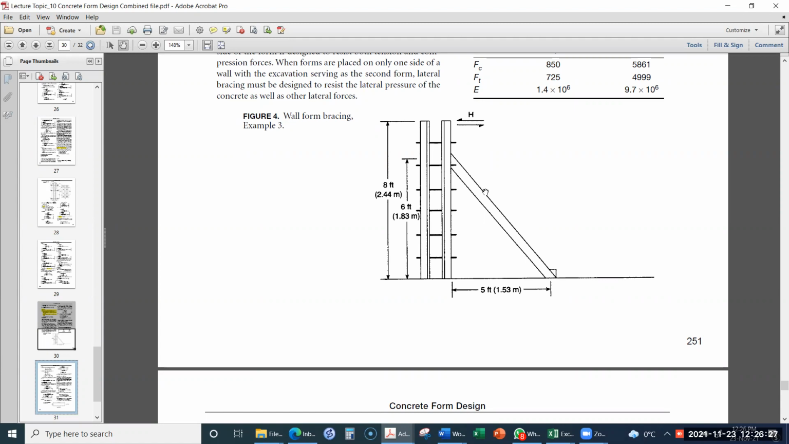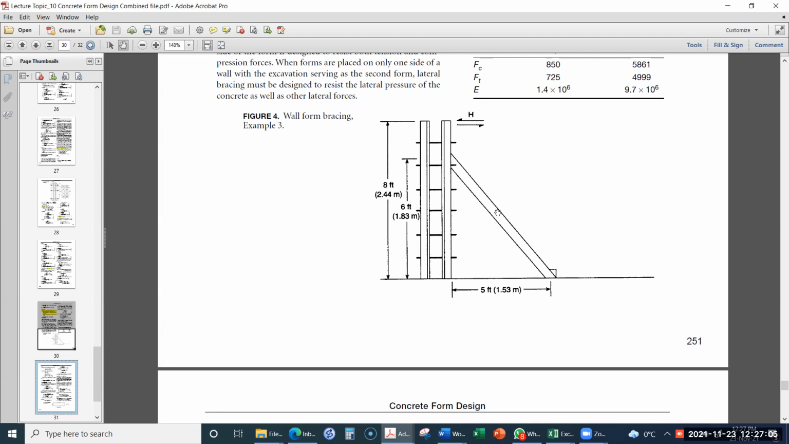So how was this determined? First we determined the force per unit length which is being applied by this formwork. And then we determined the allowable force in the strut. And then we divided the allowable force by the force per unit length, which gave us the horizontal spacing between these struts or the lateral bracings.